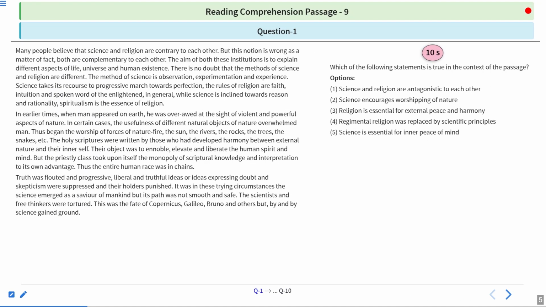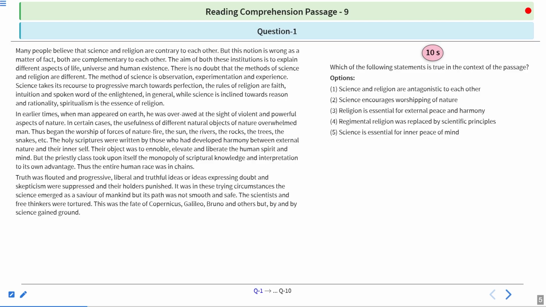The question is, and the passage is: Many people believe that science and religion are contrary to each other. But this notion is wrong. As a matter of fact, both are complementary to each other. The aim of both these institutions is to explain different aspects of life, universe and human existence. There is no doubt that the methods of science and religion are different. The method of science is observation, experimentation, and experience. Science takes its recourse to progressive march towards perfection.